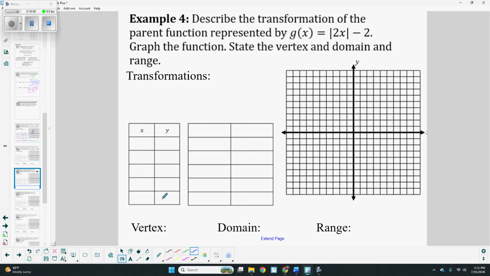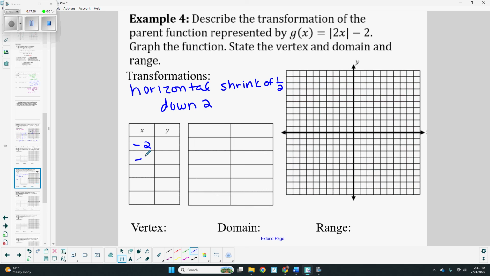So for example 4, this is now an absolute value function. So we do have to keep that in mind when we make our table of values for the parent function. My transformations: there's a 2 inside with the x. So that is a horizontal, right? It's not vertical because it's not happening to the y, it's happening to the x, so it's horizontal. And the reciprocal of 2 is 1/2, so that's a shrink. Okay, so it's a horizontal shrink of 1/2, and the -2 is happening after it, so that's down 2.